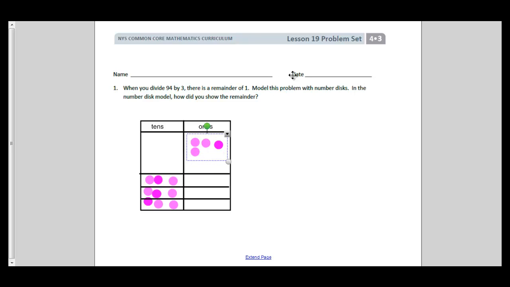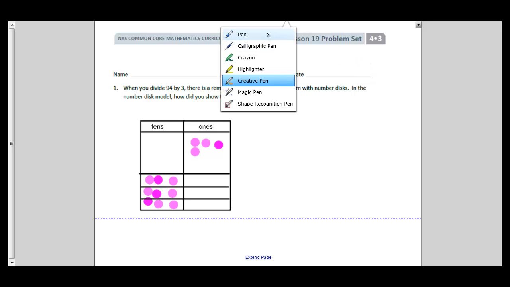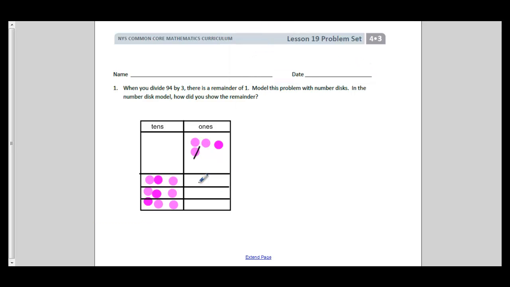All right, now I need to distribute the ones. I guess I'll just have to do that with my pen. All right, so I take my ones, and I'm going to distribute them. 1, 2, 3, and I have a remainder of 1.